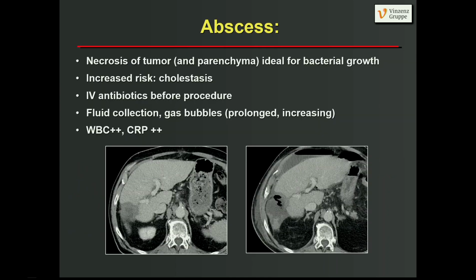Abscesses may occur because the necrosis of the tumor and necrosis of parenchyma is an ideal harbor for bacterial growth in these patients. Patients who have cholestasis and dilated bile ducts are at an increased risk of developing abscesses, so usually IV antibiotics are given before procedures. Usually post-operatively you have these fluid collections, and sometimes early on you may have small gas bubbles, which is quite normal. But if these gas bubbles stay or increase, then you certainly have to suspect that the patient has an abscess, and clearly there are also clinical signs.